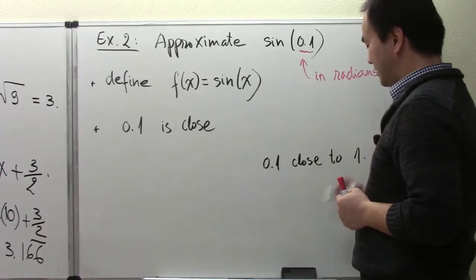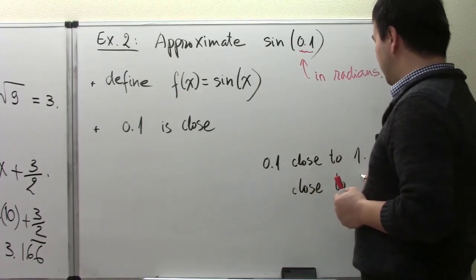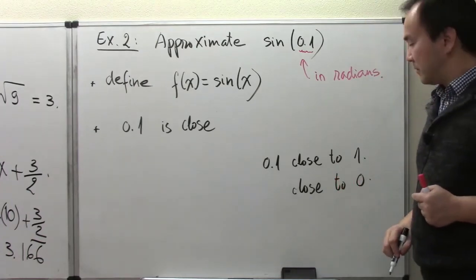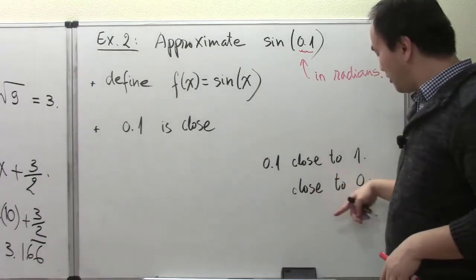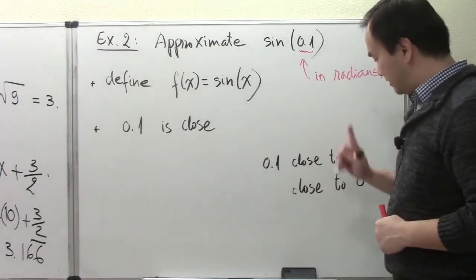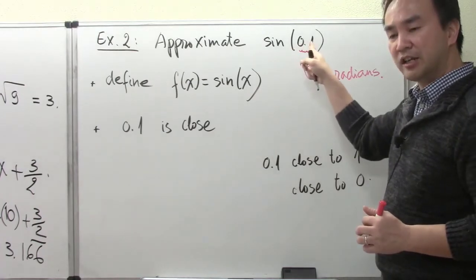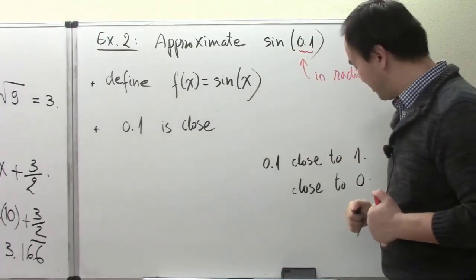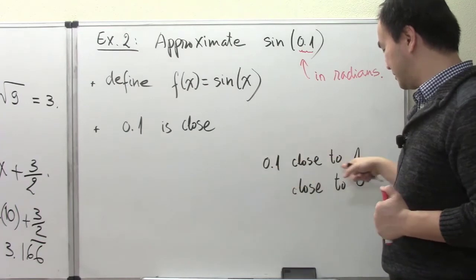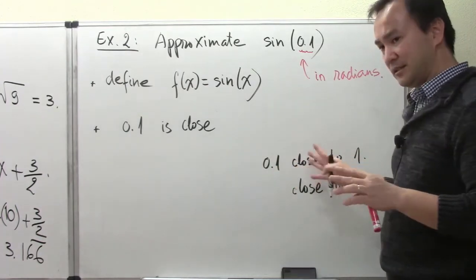It's close to 1, and 0.1 is close to 0. Okay, which one is a better choice for us? They're both close, and of course 0 is closer. Yeah, I agree. And 0 is easy to calculate in the sine function, instead of 1. 1 is close to 0.1 as well, but 1 is not that easy.